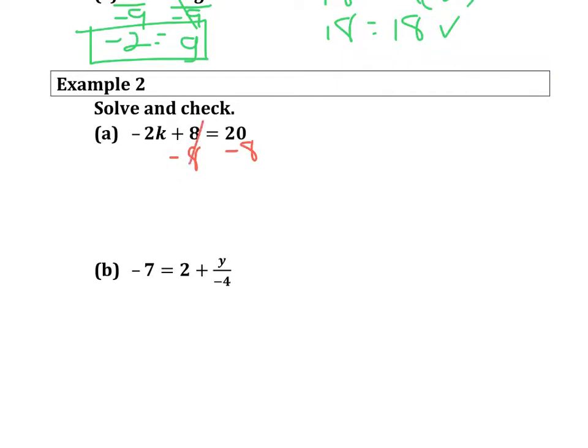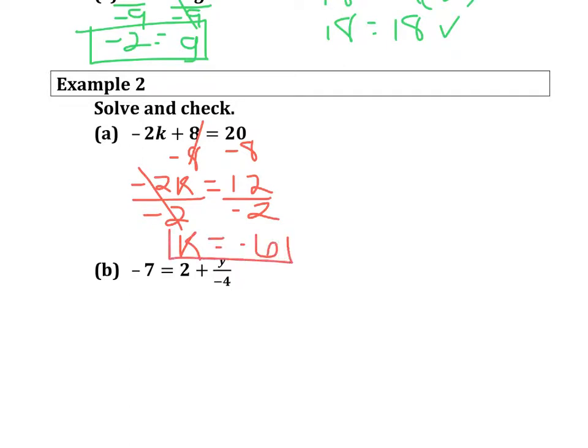The 8's on the left will cancel. So we will have negative 2k is equal to positive 12, since 20 minus 8 is just 12. And then our final step here is to isolate k, and k is being multiplied by -2. Our inverse of multiplication is division, so we will divide both sides by -2. That will isolate k and give us an answer of -6.